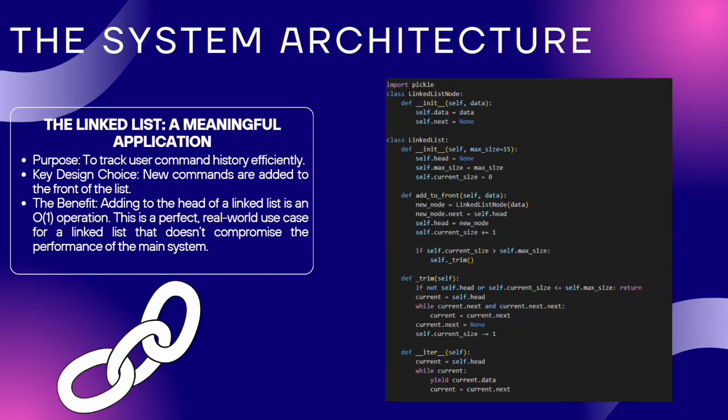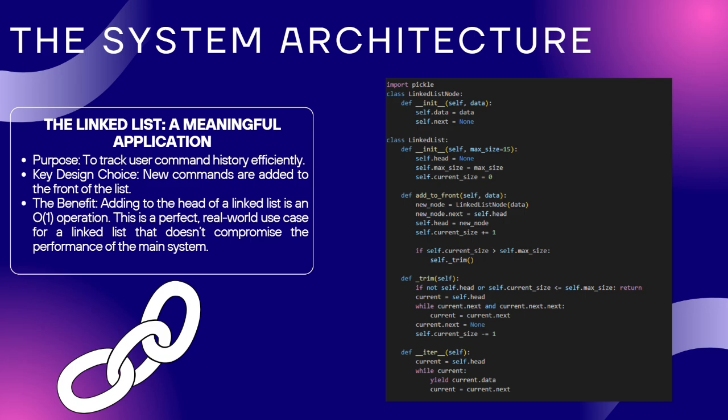So the final data structure that I used is the linked list. It is used for the command history feature, and my key design choice was to add new commands to the front of the list. The benefit here is that adding to the head of the linked list is a classic O(1) operation. This is perfect, a real-world use case that demonstrates the data structure's strengths without slowing down the core system.